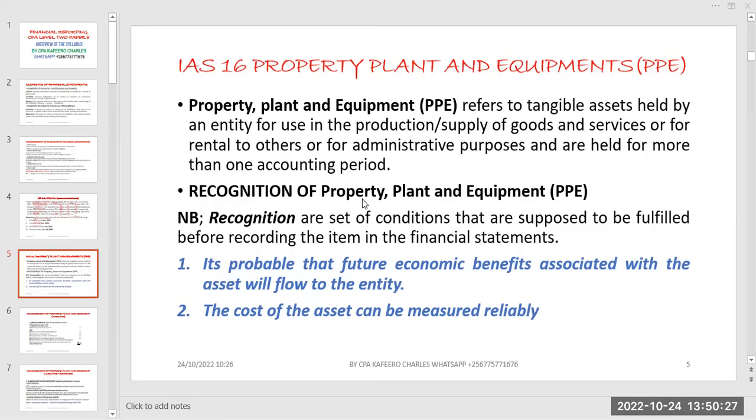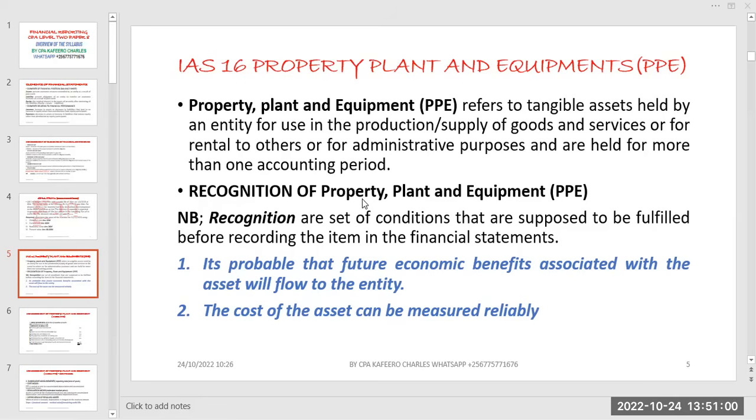If you have any item, even if it is a tangible asset and it is used in production, but it doesn't generate any income, it's not part, because it doesn't satisfy the recognition criteria. Then the other criterion is that the cost of the asset can be measured reliably. If you can't determine the cost of that PPE, then which figure are you going to be recognizing?